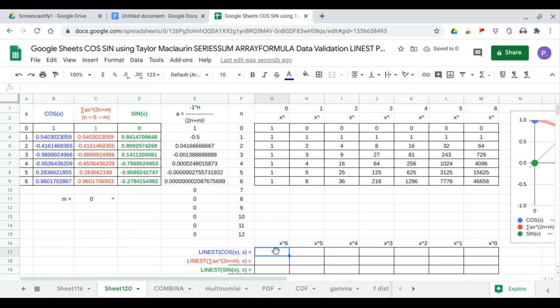Now we can enter LINEST. So LINEST of data y, that's for the cosine, and data x. And the Taylor-Maclaurin series expansion, which is our LINEST, data y, and data x. And this sine function, which is LINEST, data y, and data x.